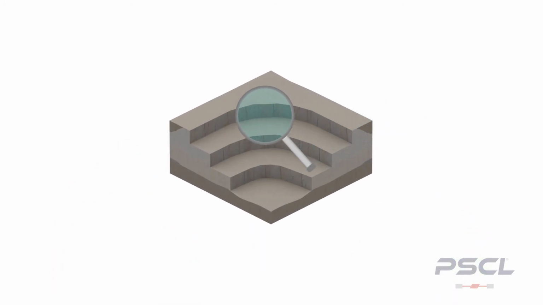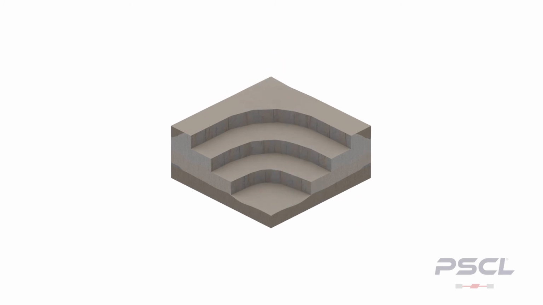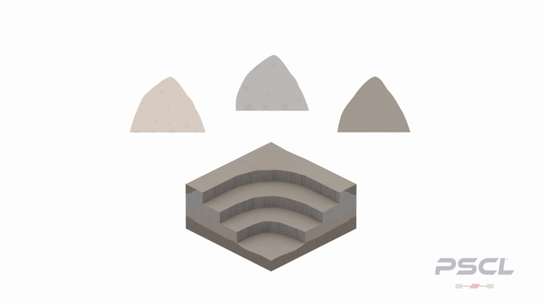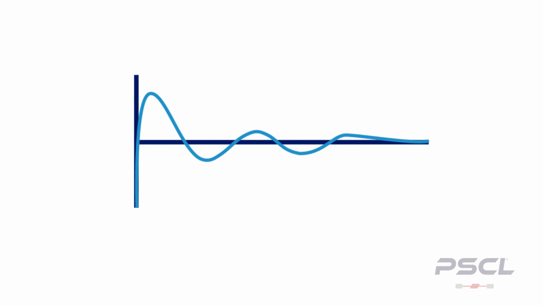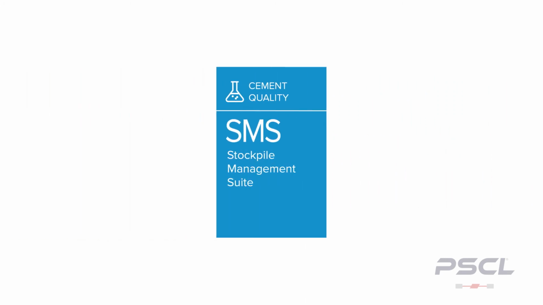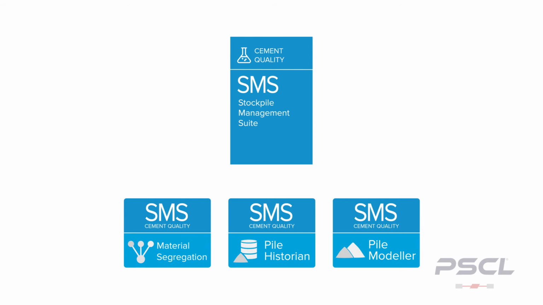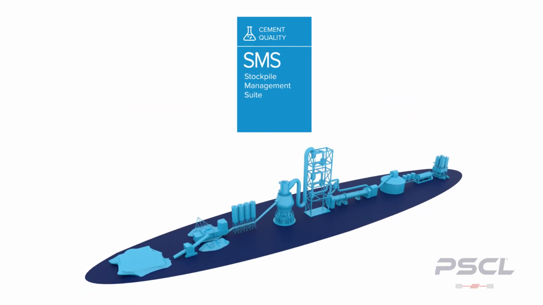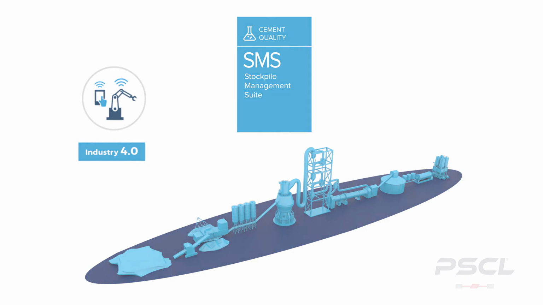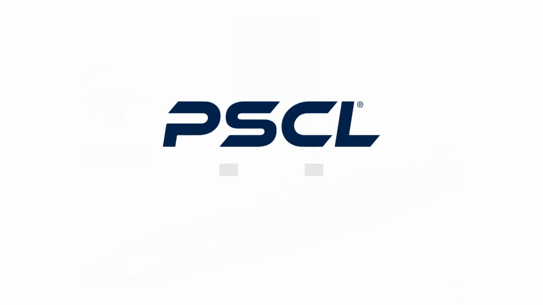It is important to be able to have a high level of quality control and investigation while at the quarry stage of production. Ensuring materials are efficiently extracted will extend the life of your quarry and provide more consistent raw materials. SMS was built with these needs in mind and provides a suite of products to allow you to make decisions before spending the energy needed later in the process. Enhance your operation with material segregation, pile historian, and pile modeler, all while extending the life of your quarry with the Stockpile Management Suite by PSCL.